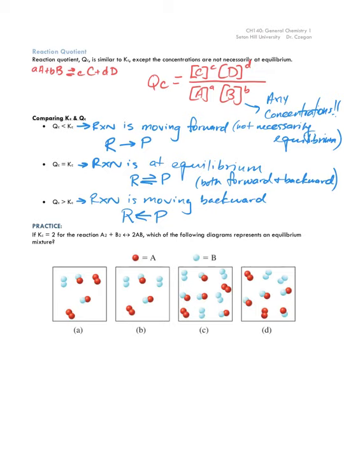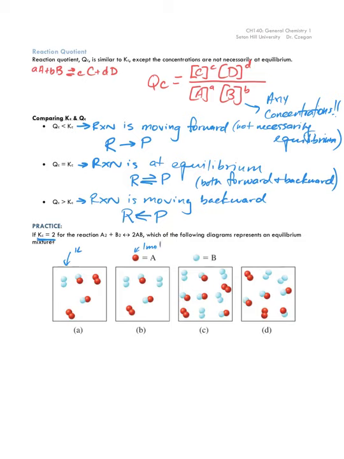So let's do an example problem for what this would mean. We have a reaction and we're given the Kc value. The Kc value for this reaction between A2 and B2 to make AB is 2. Which of the following diagrams represents an equilibrium mixture? So what I want you to do when you do this problem is assume this box is 1 liter, and each dot is 1 mole.